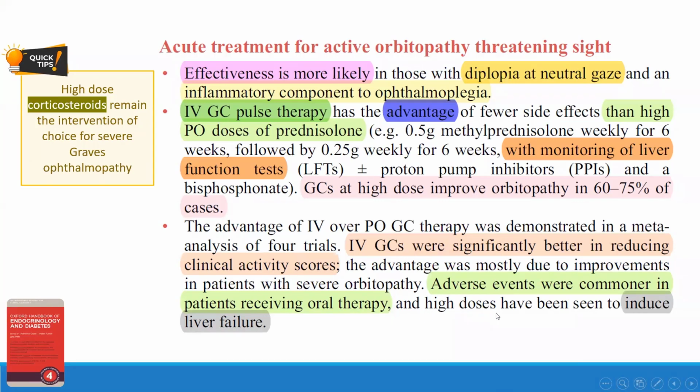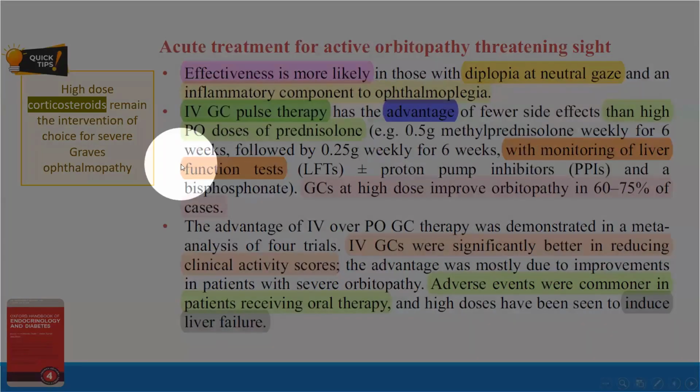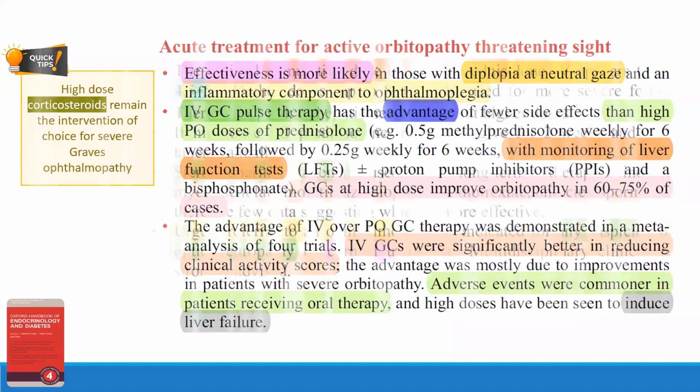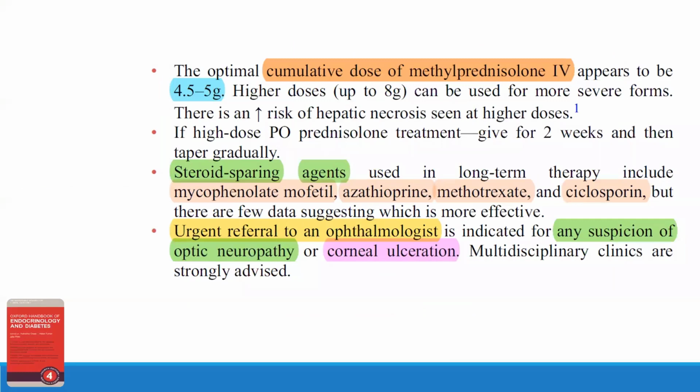High doses have also been seen to induce liver cell failure, so we should monitor liver function tests in any patient receiving high dose intravenous glucocorticoid. The dosage is not very important, except in clinical practice if you manage a patient like this. But the optimal cumulative dose of intravenous methylprednisolone is about 5 grams. And actually, for the second course, we give a higher dose, up to 8 grams, which can be used for more severe forms but increases the risk of hepatic necrosis seen at higher doses.